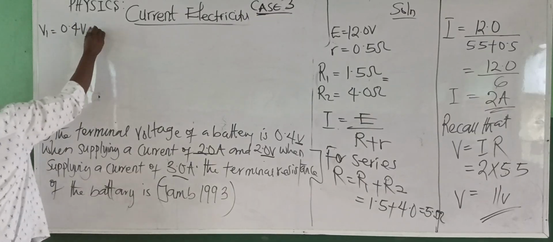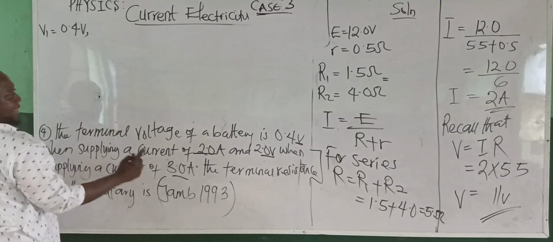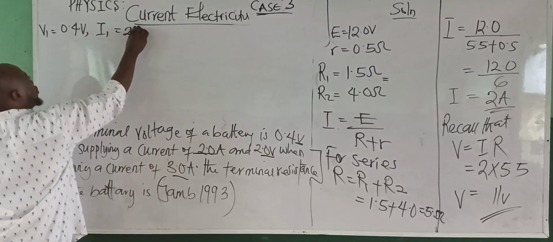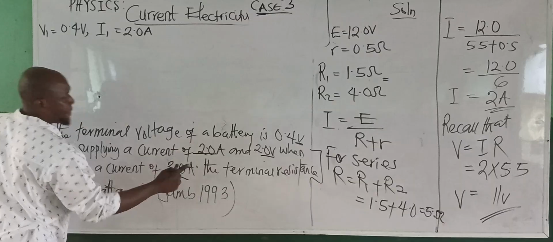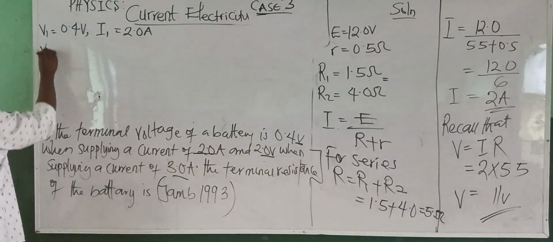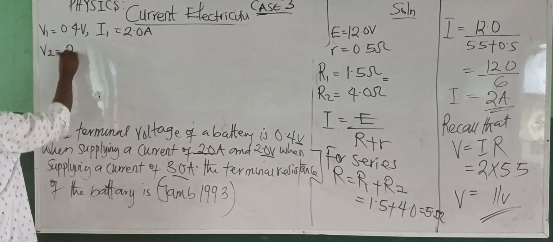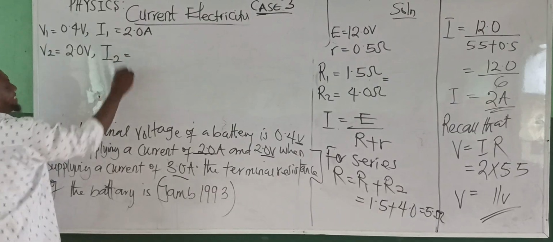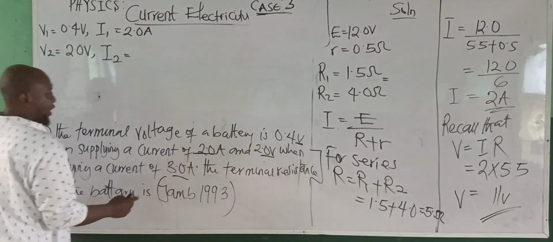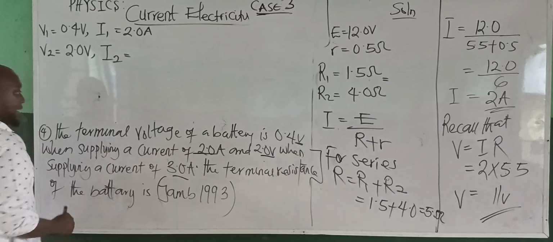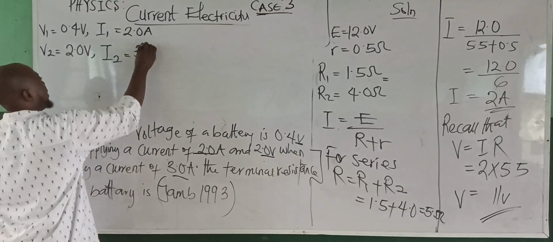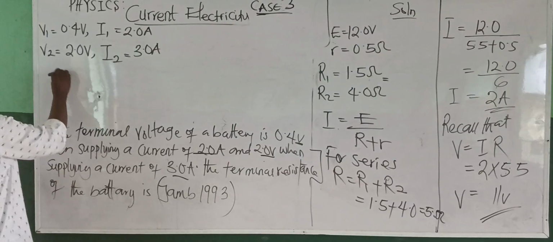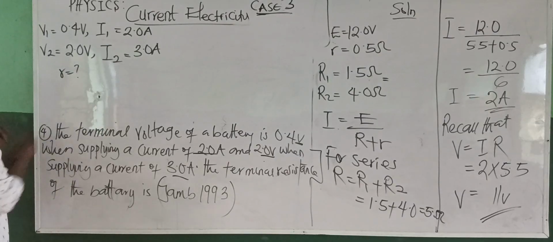Next up, I have my first current, which is 2 point this. Next up, what do I know now? I have my V2 as 2.0 volts, and I have my I2, that's my second current, to be 3.0 ampere. So this is what I know. I want to calculate internal resistance, small r.